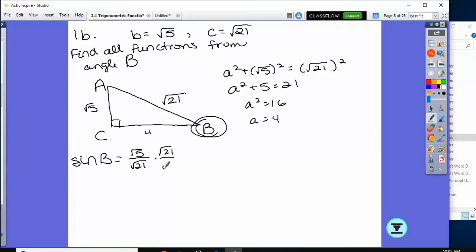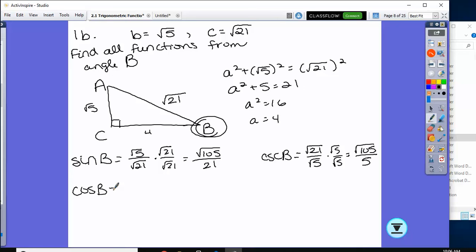Get the radical off the bottom. If both of these numbers are under the radical, you can multiply them together. And that's a radical 105 over 21. You have to check to see if 105 is divisible by any perfect squares. It is not, so that's your final answer. Cosecant is the reciprocal of sine, so it would be radical 21 over radical 5. You multiply by radical 5 on top and bottom. You get radical 105 over 5.